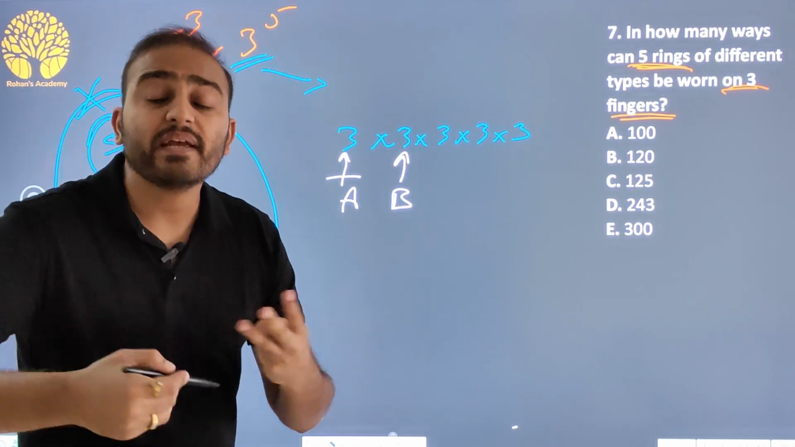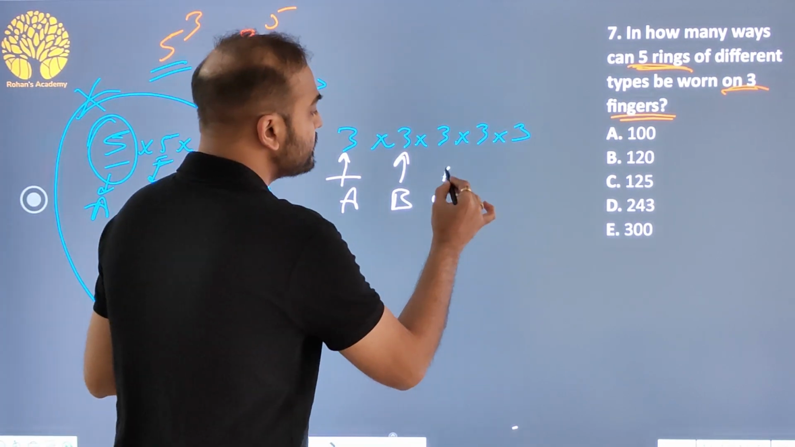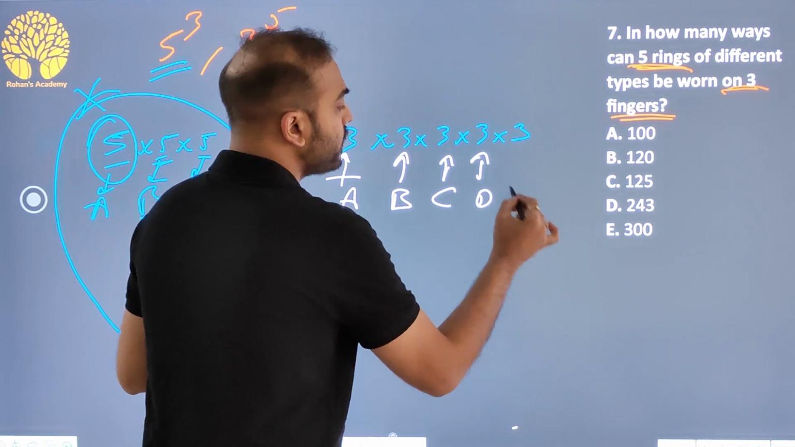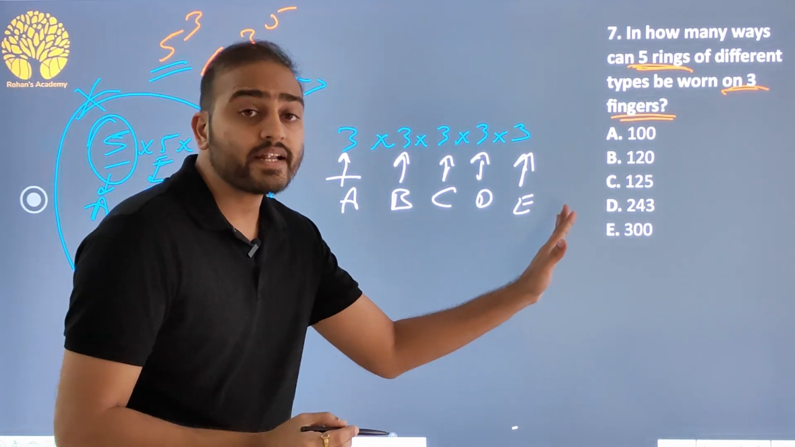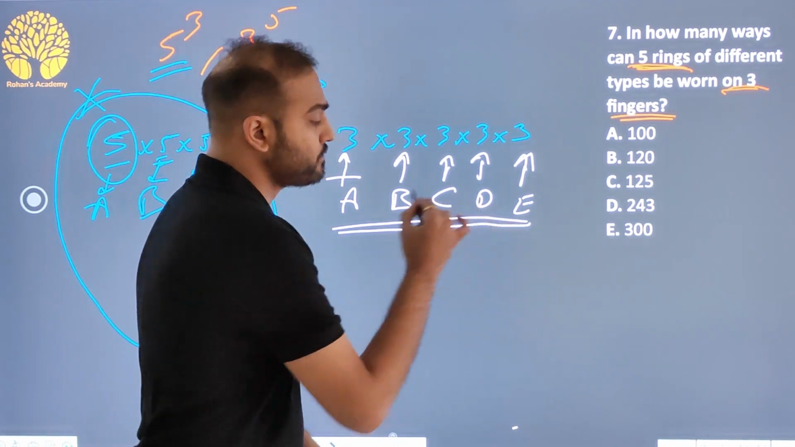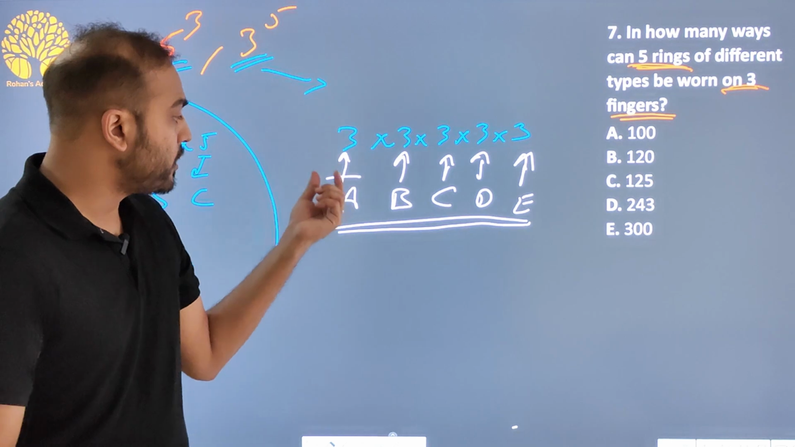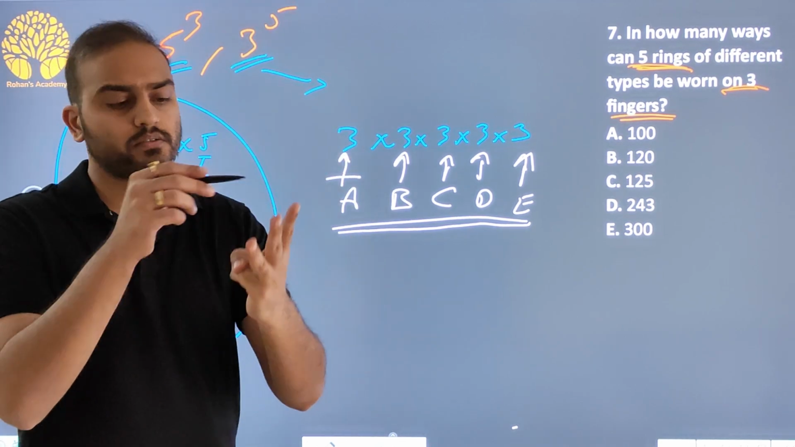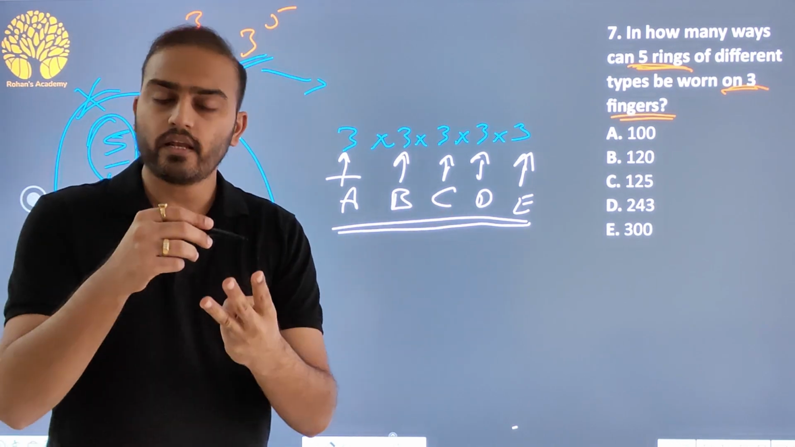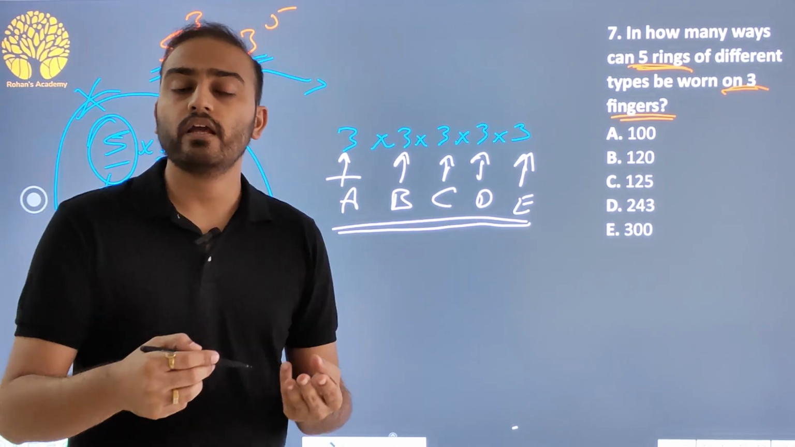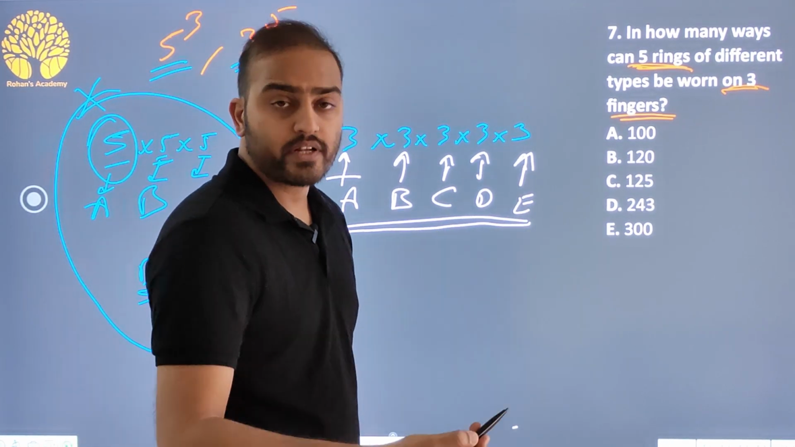Okay, I can repeat the finger. I can't repeat the ring. Similarly, ring C, ring D, ring E. So if you think about it, now I have compulsorily worn all the rings, because for ring A, I have 3 options. Wear it in any one of the 3. Ring B, again any one of the 3. Ring C, again any. So this way I am ensuring that I am wearing all the 5 rings.